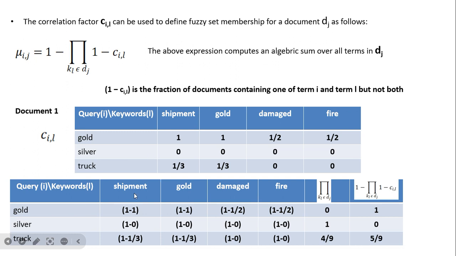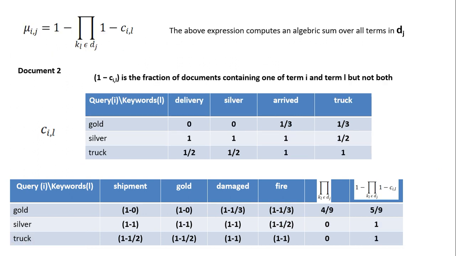Now this truck and shipment, gold, damage and fire. So we can find out that in the term to term correlation matrix there is a relationship between the truck and shipment. So 1 minus 1 by 3, 1 minus 1 by 3, 1 minus 0, 1 minus 0. So when we multiply we are getting 4 by 9. So this membership value comes as 5 by 9. So even though the truck word is not present in that, there is already an association between the truck and shipment, therefore we are getting the membership value of 5 by 9.